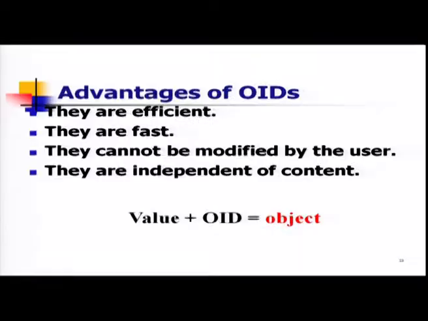A good example is the document object identifier, the DOI, that we have today. Once you get the DOI, wherever you go, it is the same document that will come, irrespective of which machine, from which place, at what time, or who is accessing. As long as you have that DOI, it gives you the same thing. They are efficient, they are fast, they cannot be modified by the user, and they are independent of the content. So good publishers automatically generate one DOI and give a link to that, and you can access it from wherever.